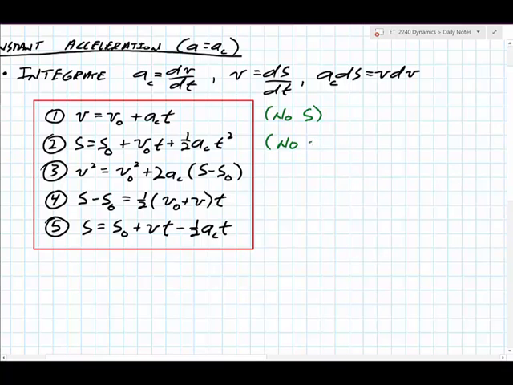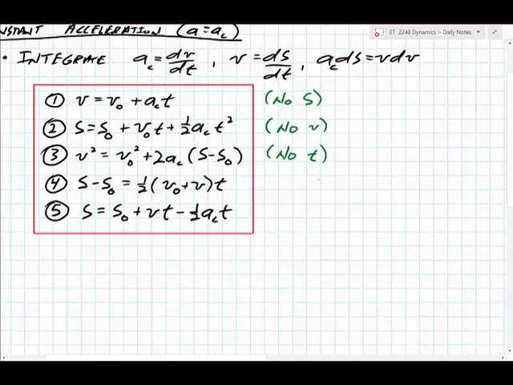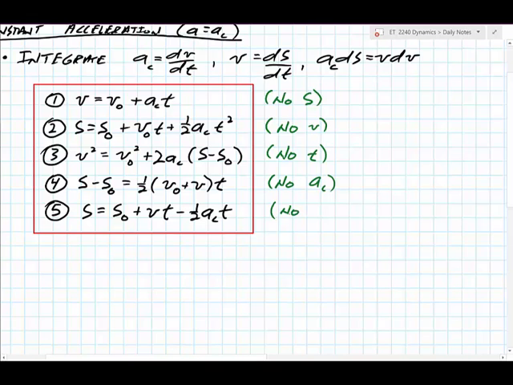For the second, I can look at the final velocity. There is no final velocity or mention of final velocity in that equation. For the third one, we have no time. So if I had a problem where I wasn't concerned with time. The fourth one, there is no acceleration. So if it's constant acceleration, but I don't care or know what that acceleration is, I could use equation 4. And equation 5, there is no initial velocity.